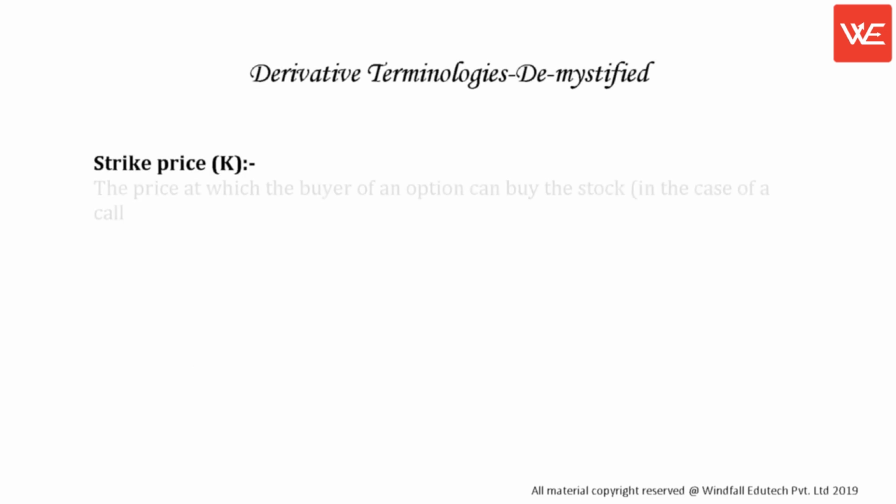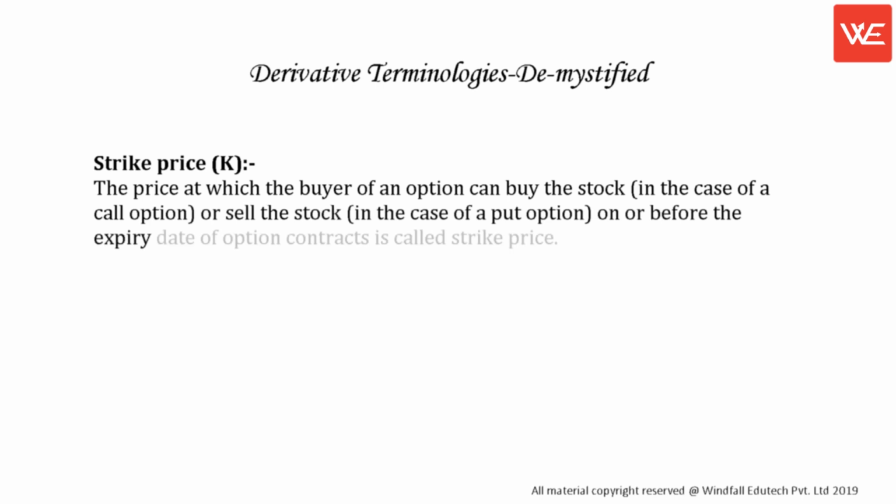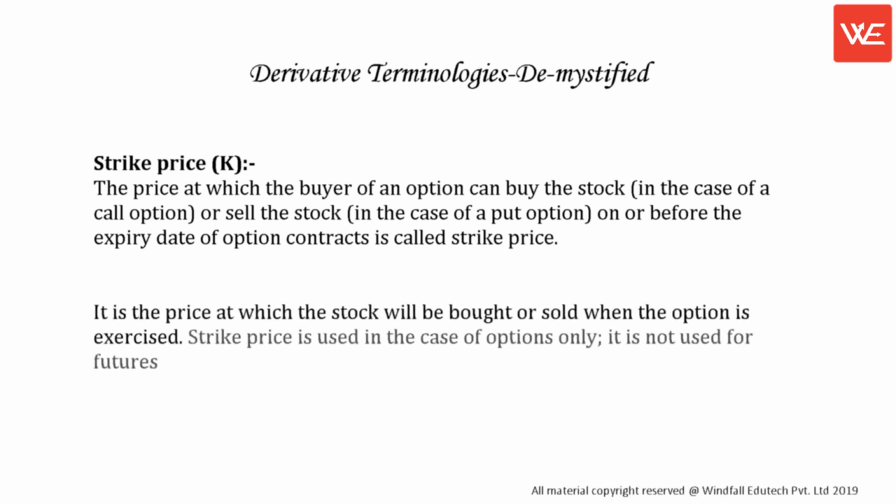Strike price, K, is the price at which the buyer of an option can buy the stock in the case of a call option, or sell the stock in the case of a put option, on or before the expiry date of option contracts. It is the price at which the stock will be bought or sold when the option is exercised. Strike price is used in the case of options only, it is not used for futures or forwards.